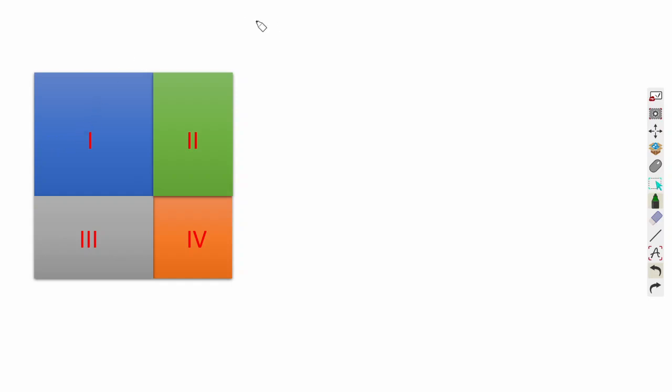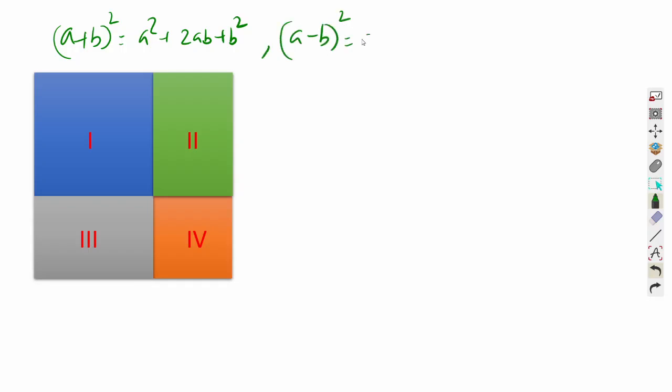Two expansions we got. First one was a plus b whole square is equal to a square plus 2ab plus b square. And now a minus b whole square is equal to a square minus 2ab plus b square. Let us think about certain practical situations in which this will be applicable. So, application of it. If values of a and b are given, simply substituting and getting the answer is a very simple thing.